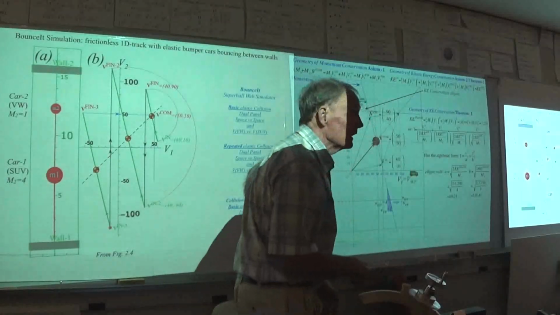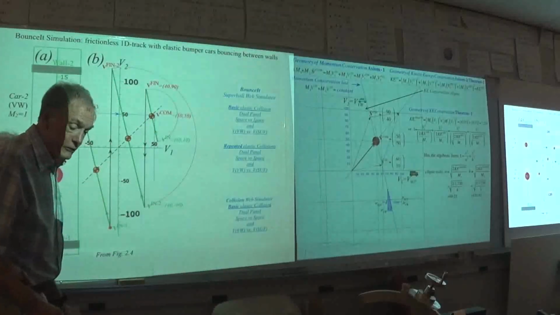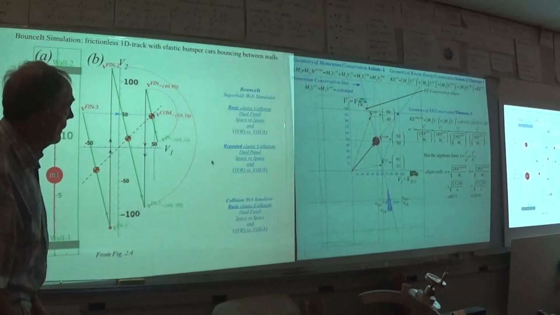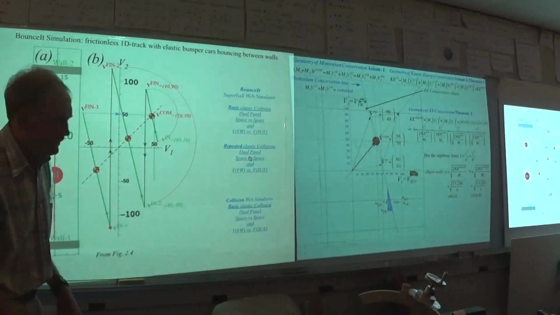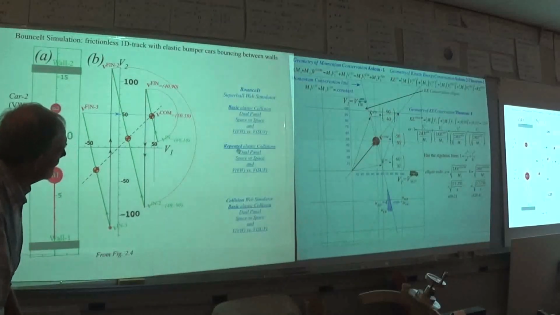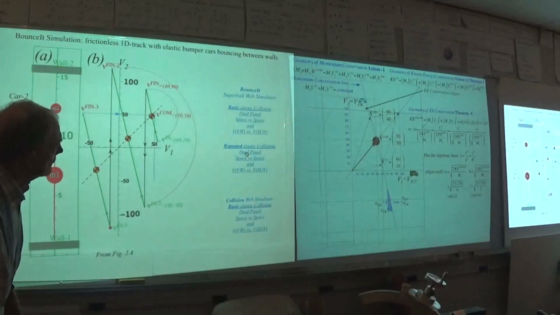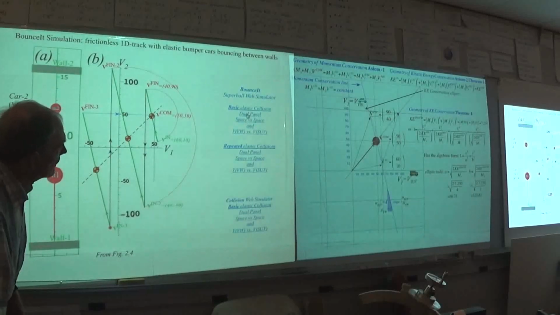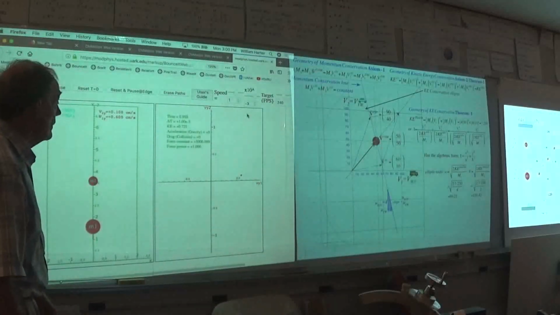And let's do that. I mean, that's what the animations are for. It's so easy just to run an animation and not get chalk all over your hands or ink on your hands or sawdust or whatever is there. Let's just run this one. This is a basic elastic collision, which we've already seen. Let's just remind ourselves of that.